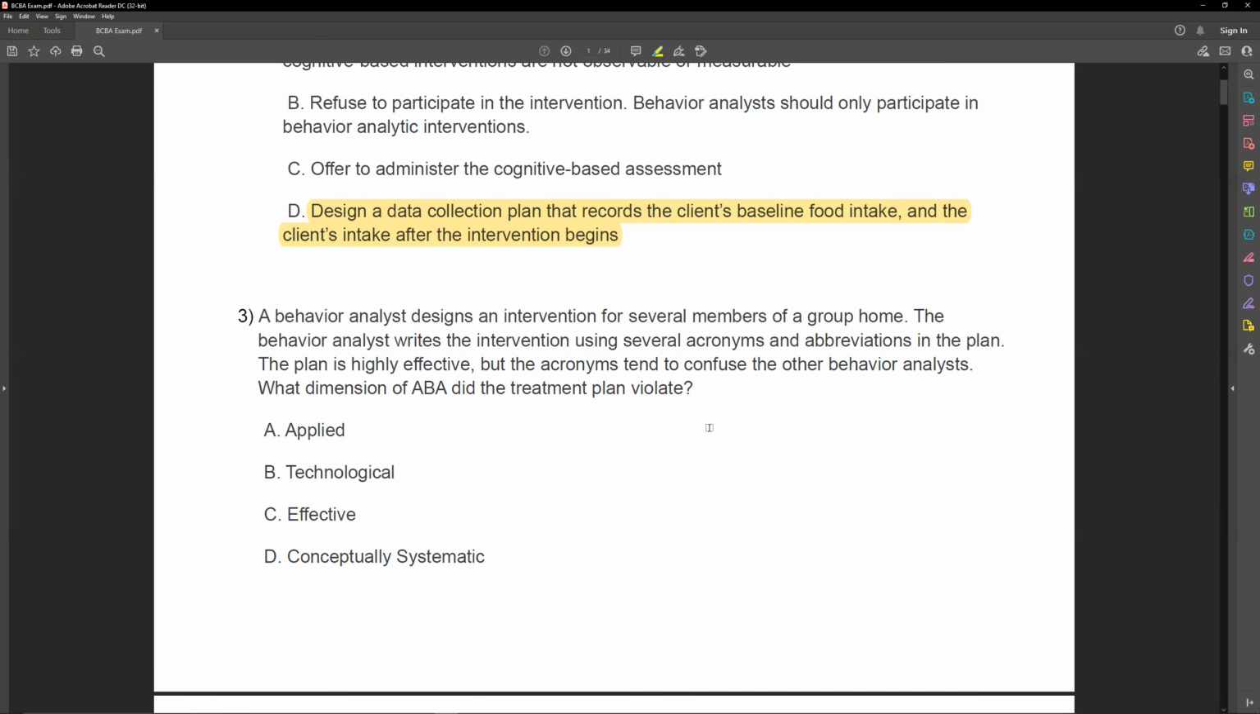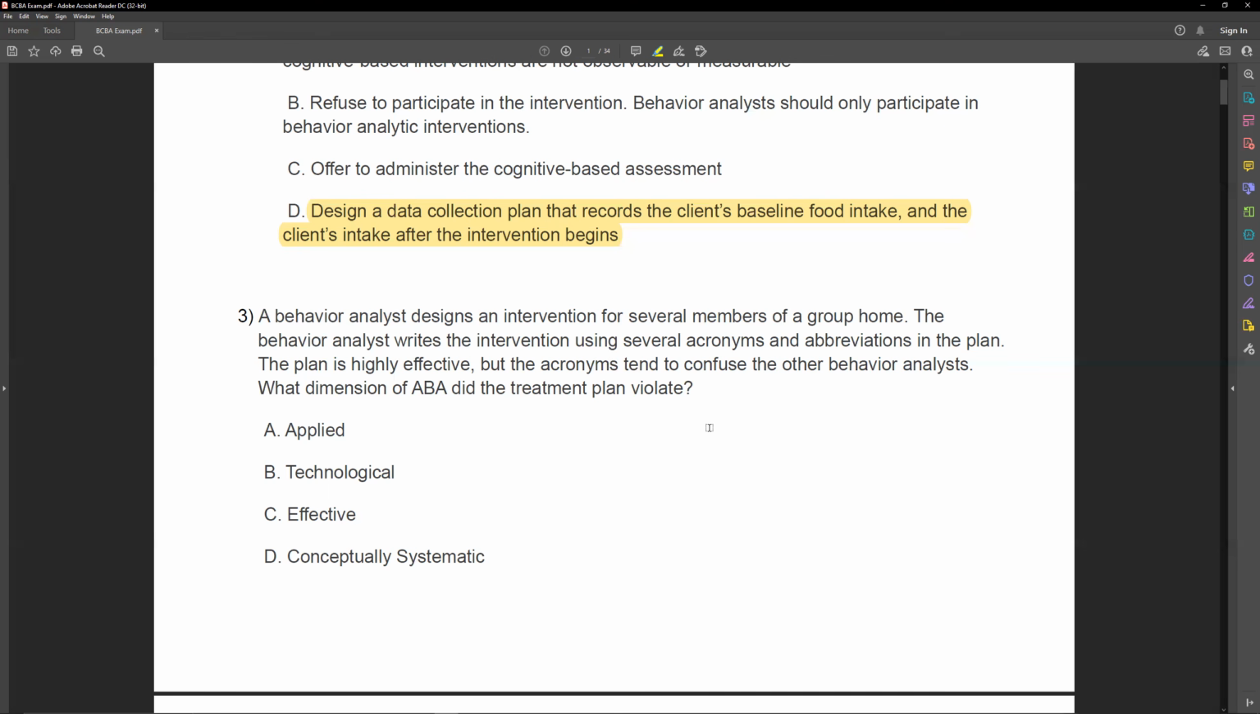So what dimension did they violate? Did they violate the applied dimension? Well, applied just means we're looking at the behavior of interest, okay? And nothing indicates that we're not doing that, okay? So we don't know enough about the intervention to say this intervention is not applied.